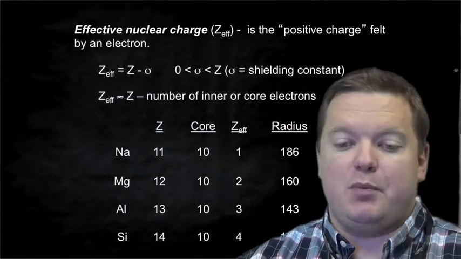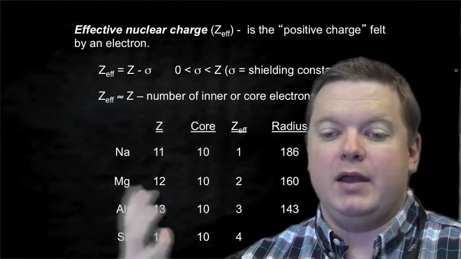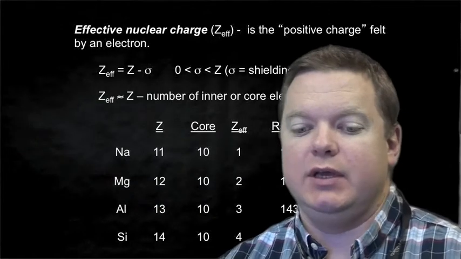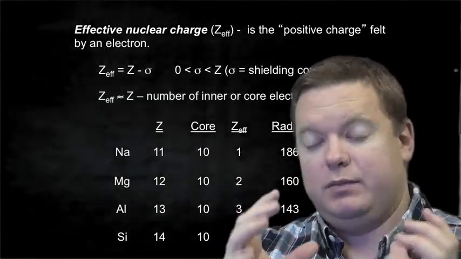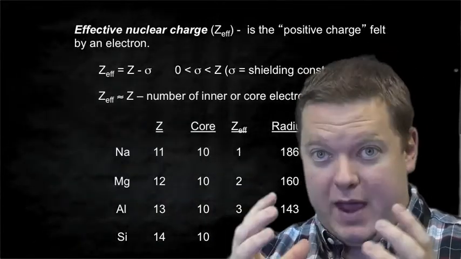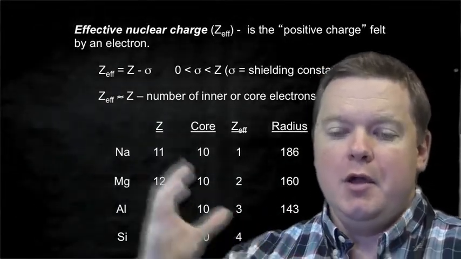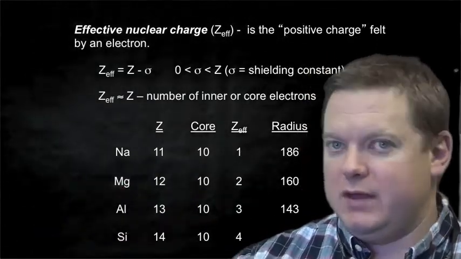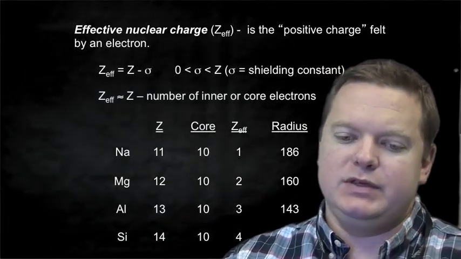Right? And the Z effective can be approximated by taking the atomic number Z minus some shielding constant. And we can approximate the shielding constant as being the same as the number of core electrons, or the noble gas that comes before that atom. So Z effective can be approximated as the Z, the atomic number, minus the number of core electrons, or the number of protons in that noble gas that comes immediately preceding that species in question.